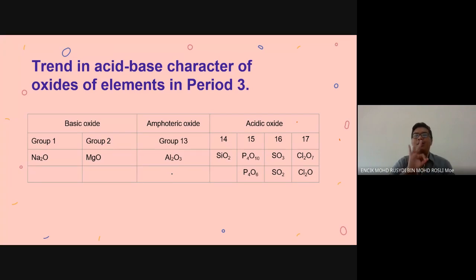distinct group. Okay, so we have basic oxides for group 1 and group 2. So bahagian alkaline metal dan juga alkaline earth metal pada group 1 dan juga group 2, dia akan jadi basic oxide. So for example, kita ada sodium oxide and also magnesium oxide. So diorang ni boleh bertindak balas dengan siapa? So bila kita ada basic oxide, it can react with, so base react dengan siapa?